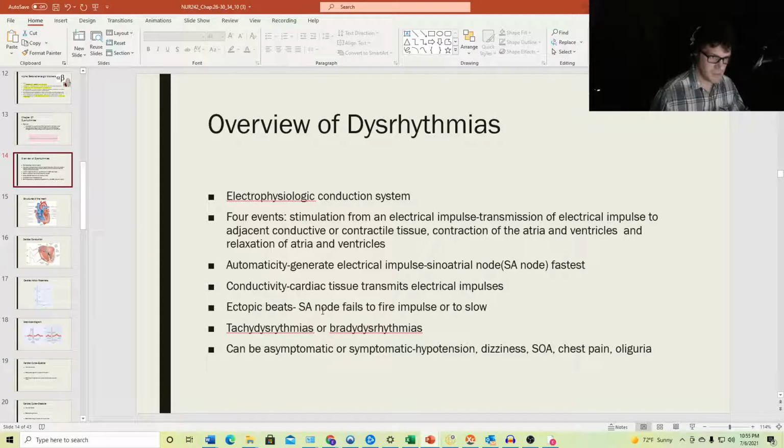Ectopic beats, SA node fails to fire impulse or too slow, and then tachydysrhythmias or bradydysrhythmias, so either the dysrhythmia is too fast or it's too slow, and can be asymptomatic or symptomatic: hypotension, dizziness, SOA, chest pain, oliguria.